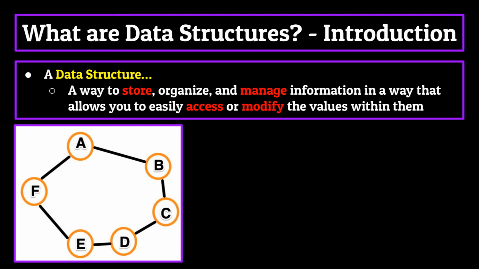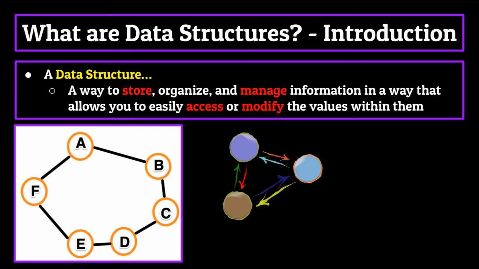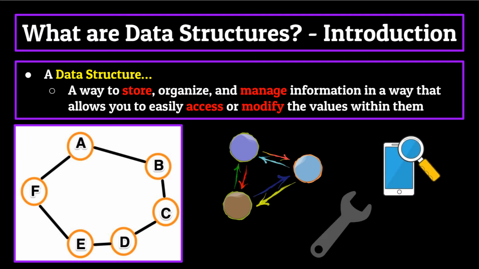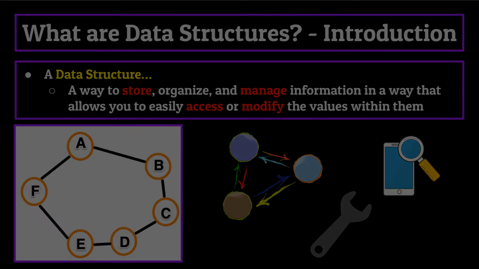Well, in computer science, a data structure is a way to store, organize, and manage information in a way that allows you to easily access or modify the values within them. Essentially, it's a way for us programmers to store a set of related information that we can then use for our programs. Data structures and the algorithms that are used to interact, modify, and search through them provide the backbone for many of the programs you'll end up writing.